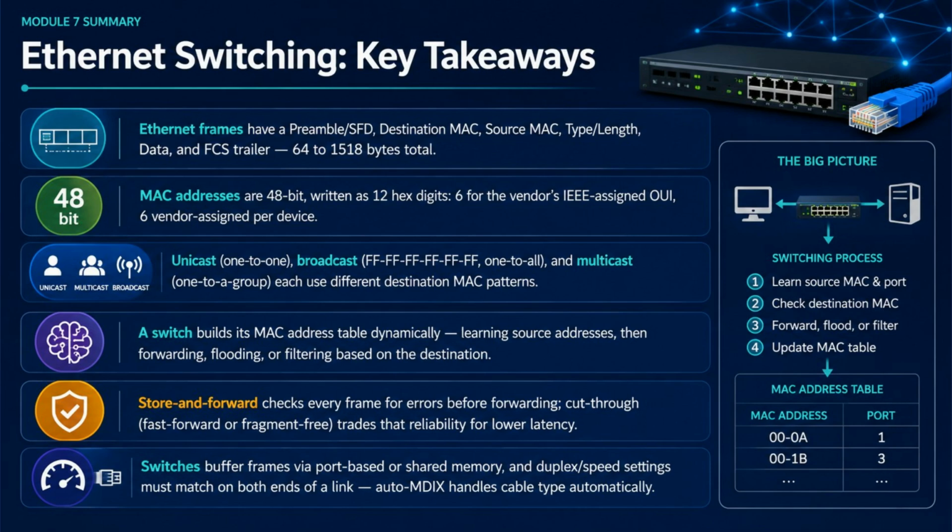Close the module walking each bullet. Frame structure and size range, 48-bit MAC addresses split into OUI and vendor-assigned portions, the 3 MAC address types, unicast/broadcast/multicast, and their patterns, how a switch dynamically builds its MAC table through learning/flooding/filtering, store and forward versus cut-through trade-offs, and memory buffering plus duplex/speed matching with Auto-MDIX handling cable type automatically.